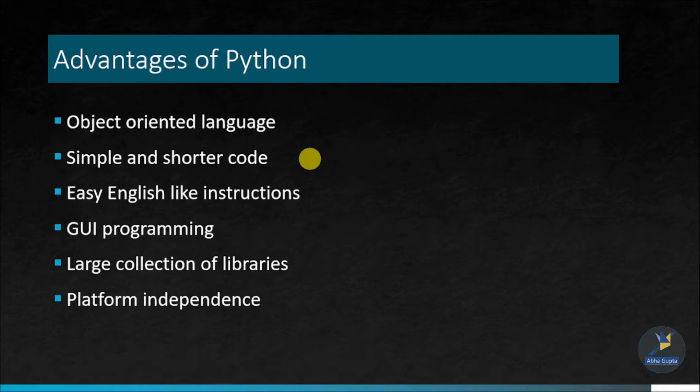We have already discussed what GUI programming is in Python. It supports a large number of libraries to solve different tasks, like it has different libraries like pandas, numpy, scipy and many more. It is platform independent, that is it can run across different platforms. The programs written in Python can run on Windows, Linux, Unix and as well as Mac.